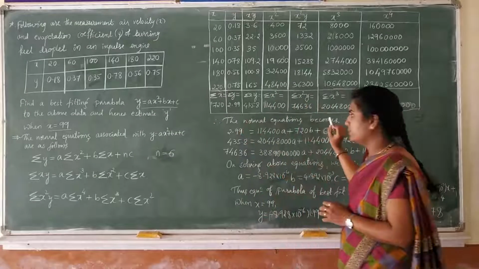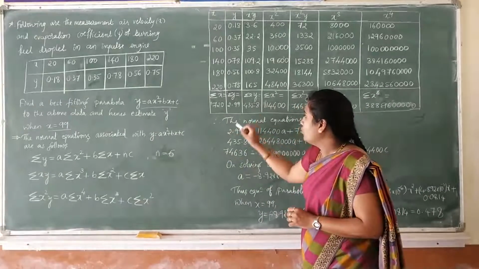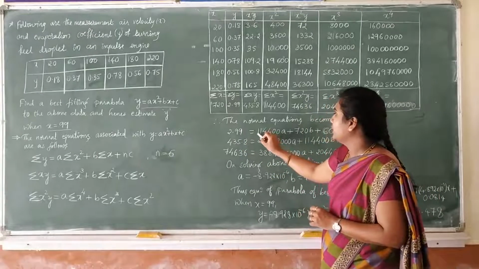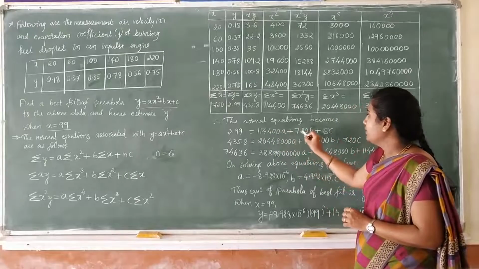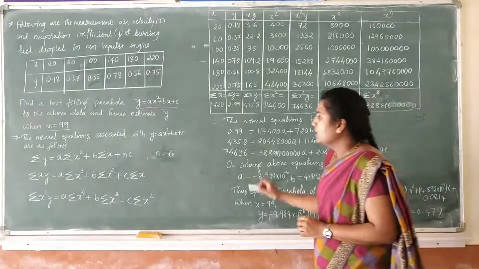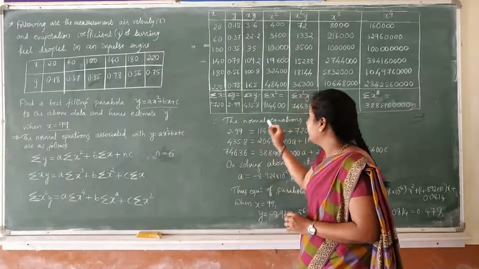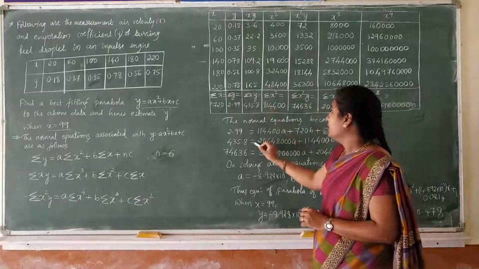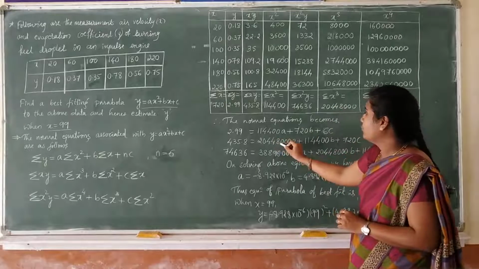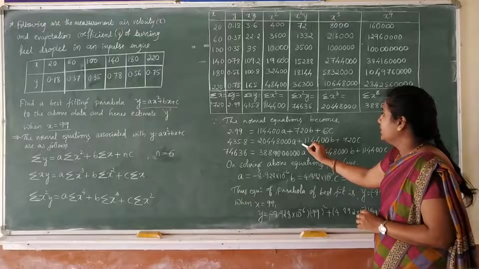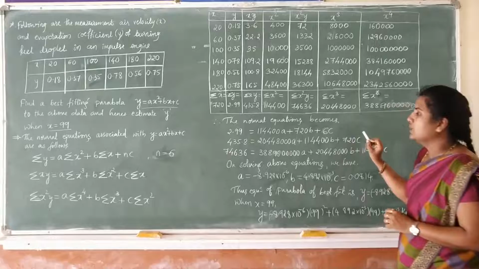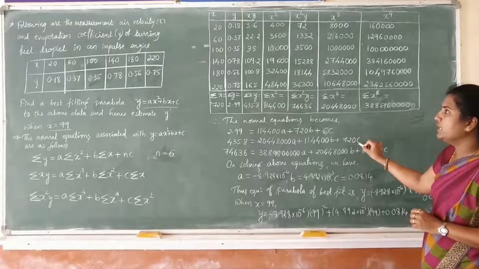The normal equations become: summation of y is 2.99, which equals summation of x square into a, that is 114400a, plus 720b plus n, that is 6c. Next, summation of xy is 435.8, equals summation x cube a, that is 2044800a, plus summation of x square b, that is 114400b, plus summation of x into c, 720c.